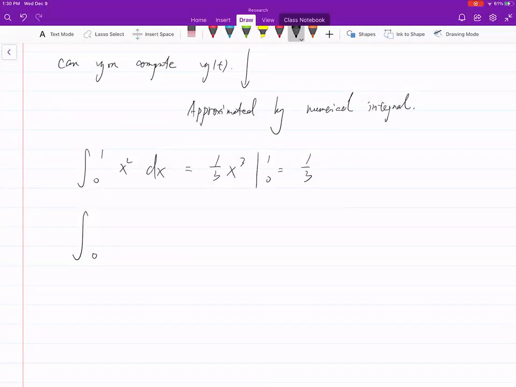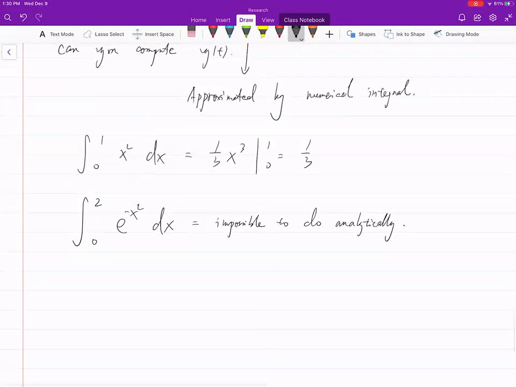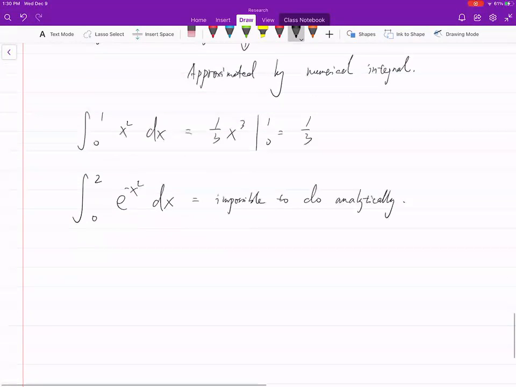I can give you something which is not even hard. You can try everything you can: integration by parts, u-substitution, trig substitution, whatever you know. You will find this one is impossible to do analytically. Okay, that means you cannot do it by hand.